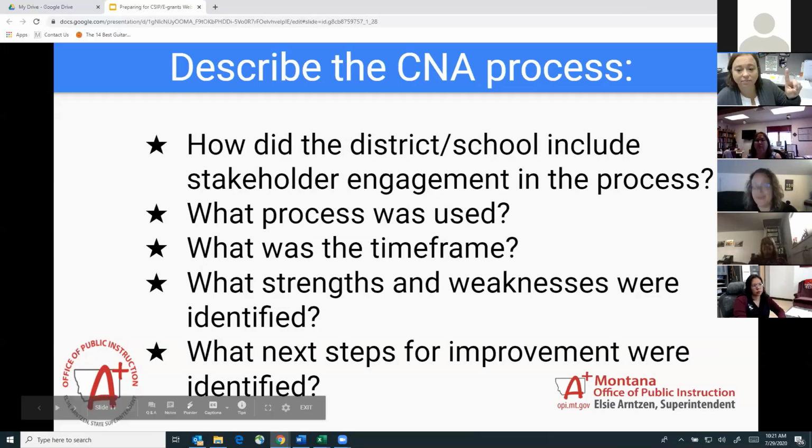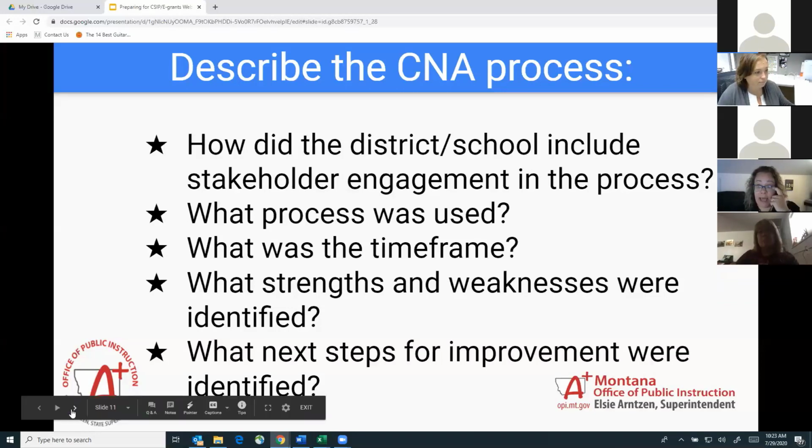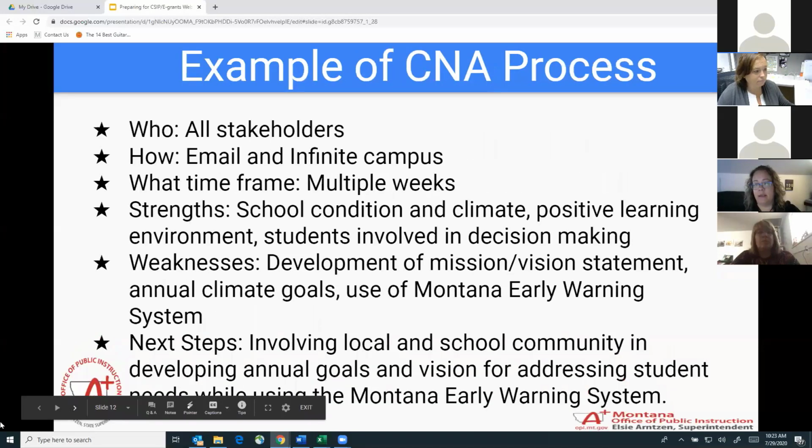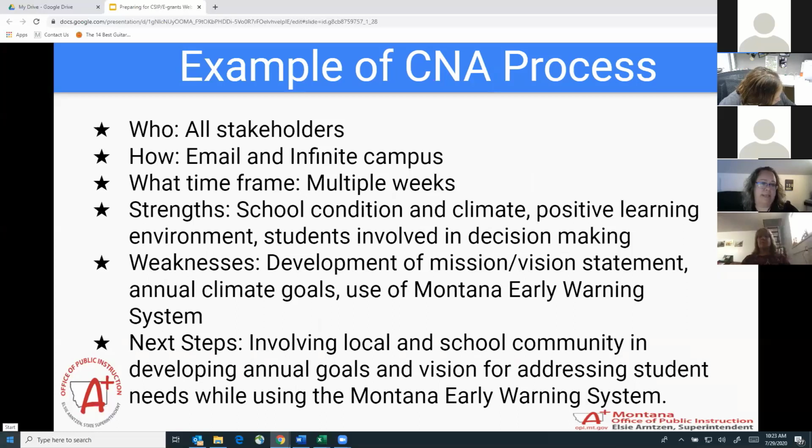This slide was mainly what we did in the second webinar when we went through the CNA data and you examined it. So here is a bullet point summary of what this example school identified. So I just put it as like the who, what, where, when, why, the weakness, and next steps, but you would have to write it out in more of a summary.